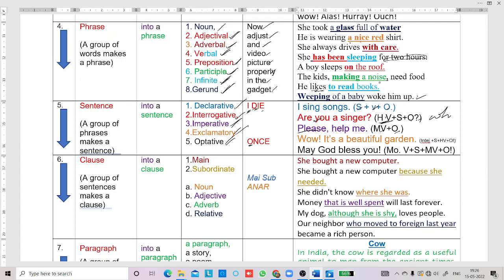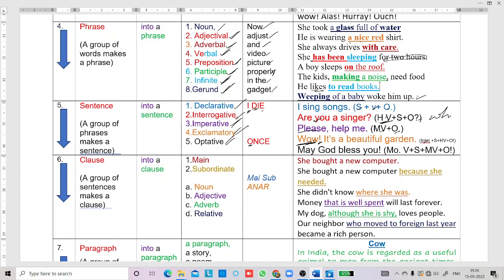Next one is exclamatory. What is an exclamatory sentence? Wow, it's a beautiful garden. That means here I feel very, very happy, expressing my happiness with this expressional word called wow. Different structures are there for this, but we can use one common one, that is called an interjectional word and an interjectional mark, just like comma, full stop, punctuation marks.